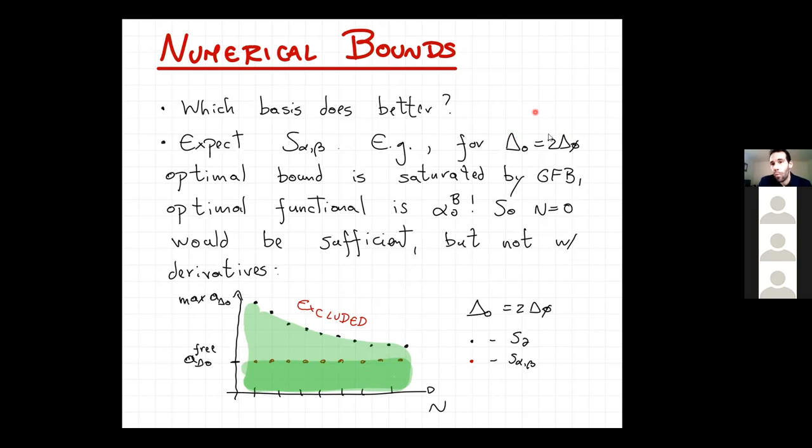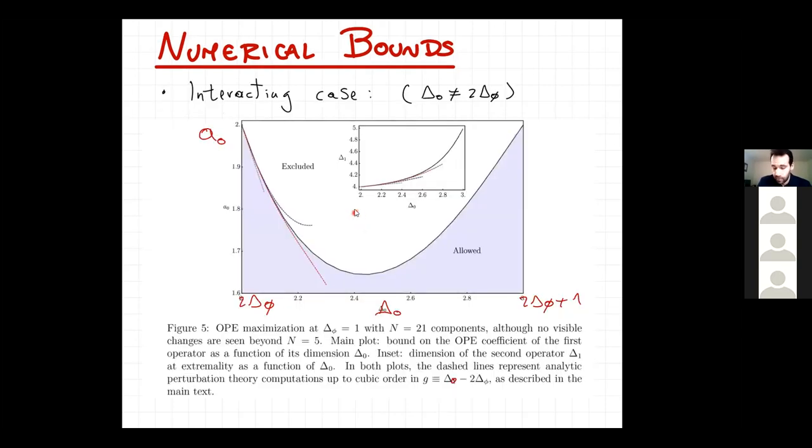Now we're going to go away from this point, and we can ask the same question. I'm just going to tell you that the same logic shows that in practice our basis converges extremely fast. Here I'm showing you a plot of the maximal value of this A0 as a function of the gap, what I call delta zero. I'm varying the gap from 2 delta phi, where we know that this is the generalized free boson, and then we slowly increase the gap, and we see what's the maximal allowed value of A0.